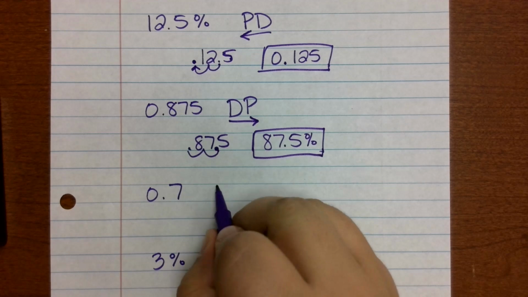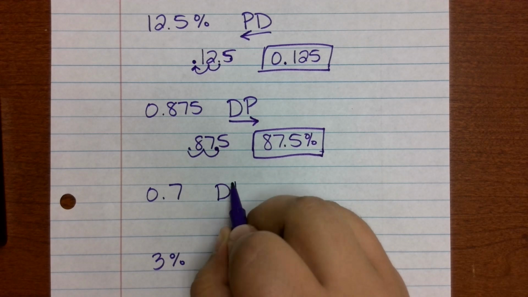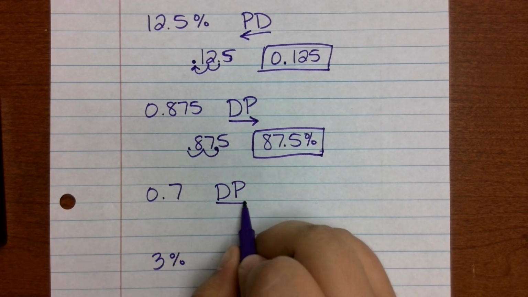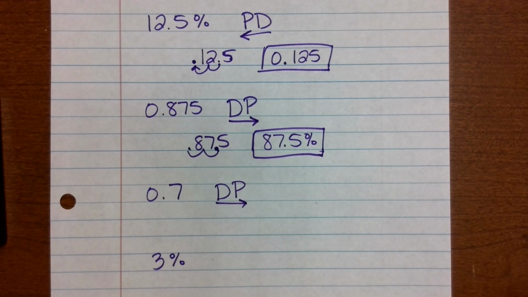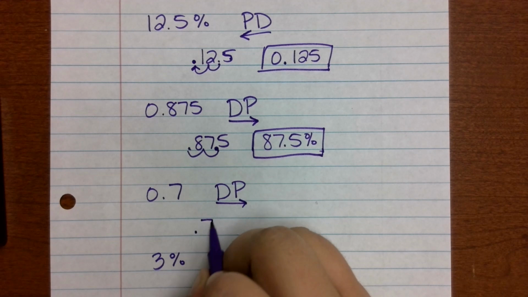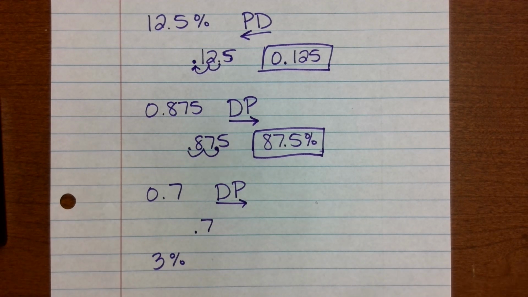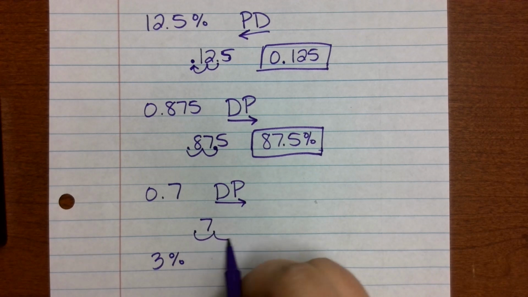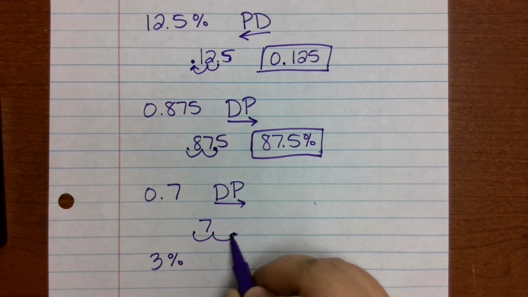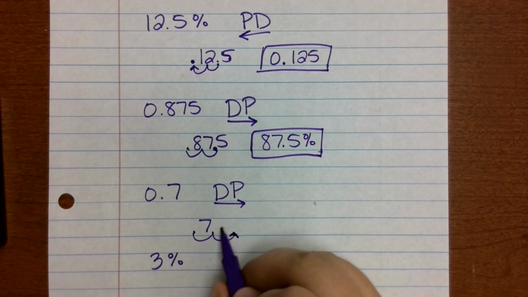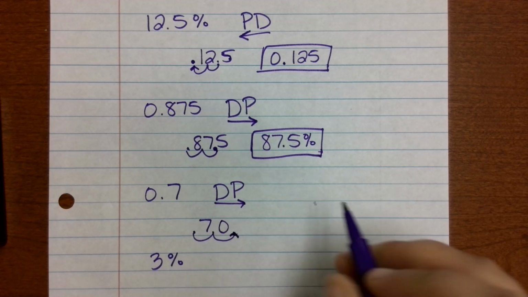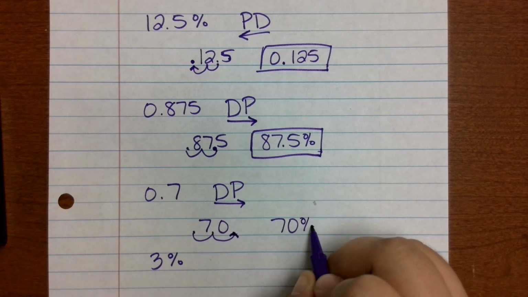0.7 was a decimal that we were converting into a percent, so DP is the right choice. So we have 0.7 that you had to move 2 places to the right, once, twice. It ends up here. Don't forget there's a loop with no number, so add a 0 to make 70%.